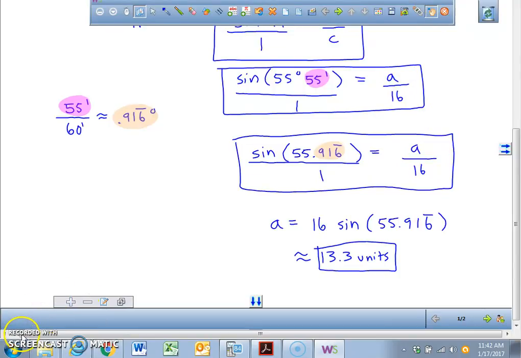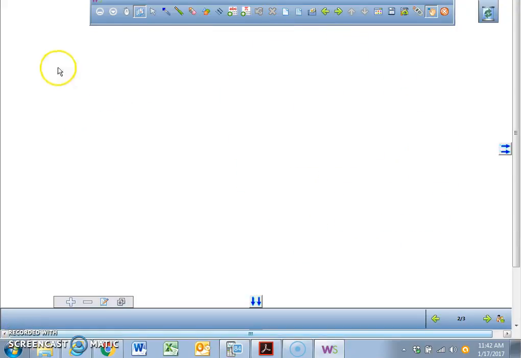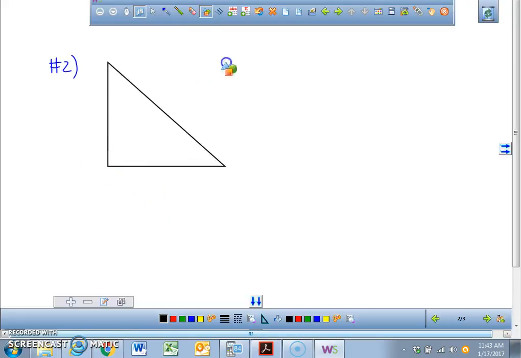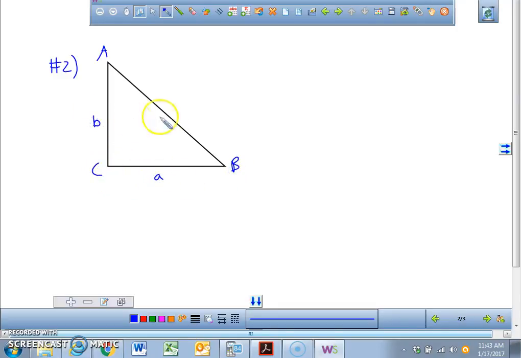We have 4 minutes and 30 seconds to do number 2. All right, everybody, number 2. First thing I want you to do on number 2 is simply to draw your triangle. Make sure this is not drawn to scale. You're just labeling A, B, and C. Lowercase a, lowercase b, lowercase c.